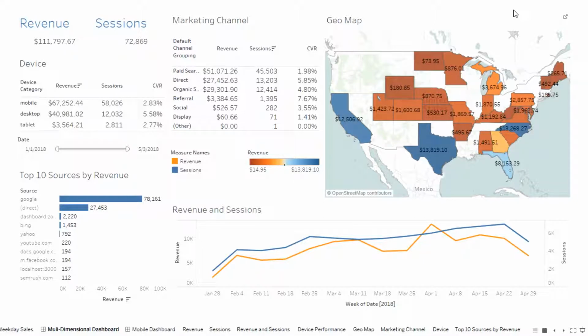So this is our Google Analytics dashboard. It connects directly to Google's API. And in this tool, we have defined a few high-level KPIs: revenue and sessions, which were the top two that we talked about earlier, but also marketing channel, sales by geography, device, top 10 sources, and revenue and sessions over time.